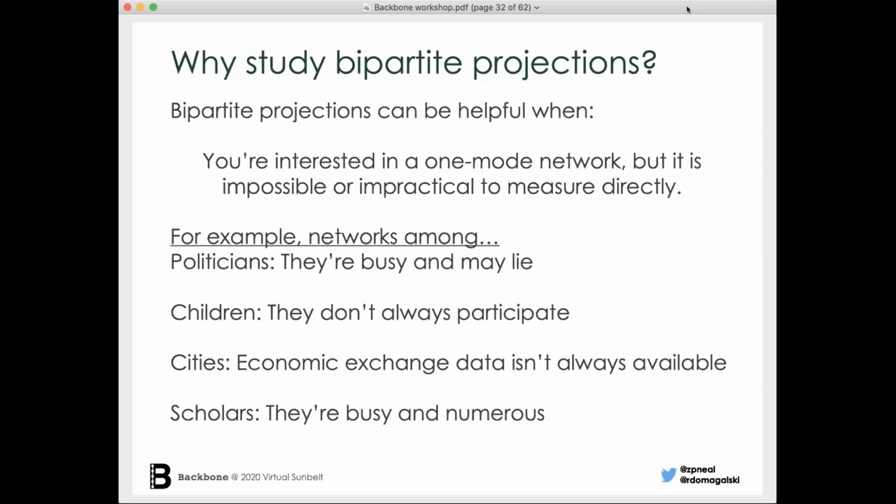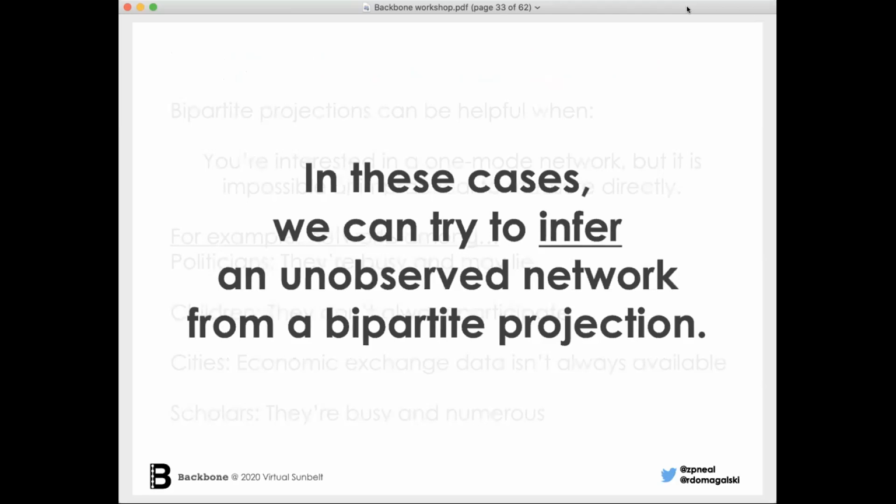So in all of these contexts, there might be a one-mode network we're interested in studying, but it just wouldn't be possible. Bipartite projections give us one way where we can try and infer the unobserved network we're interested in using data that's somewhat easier to collect.